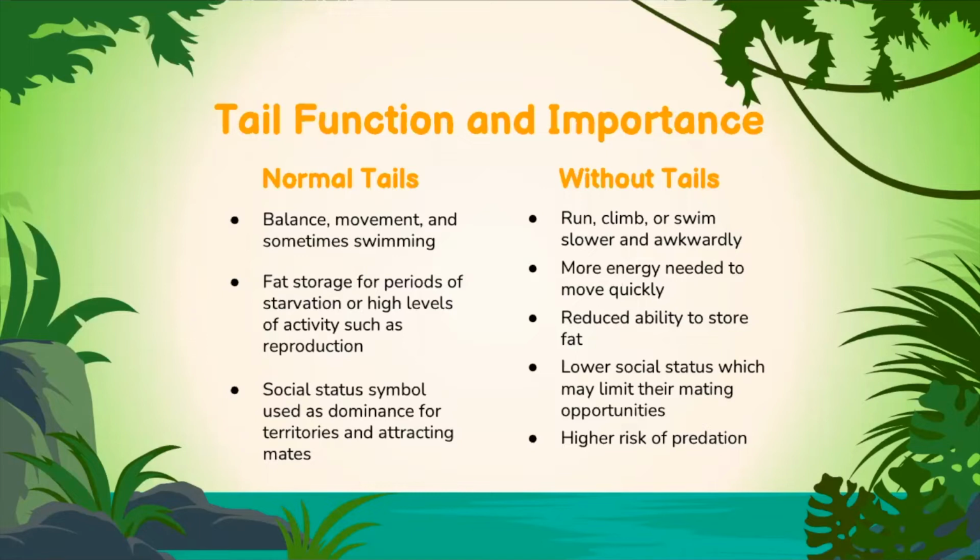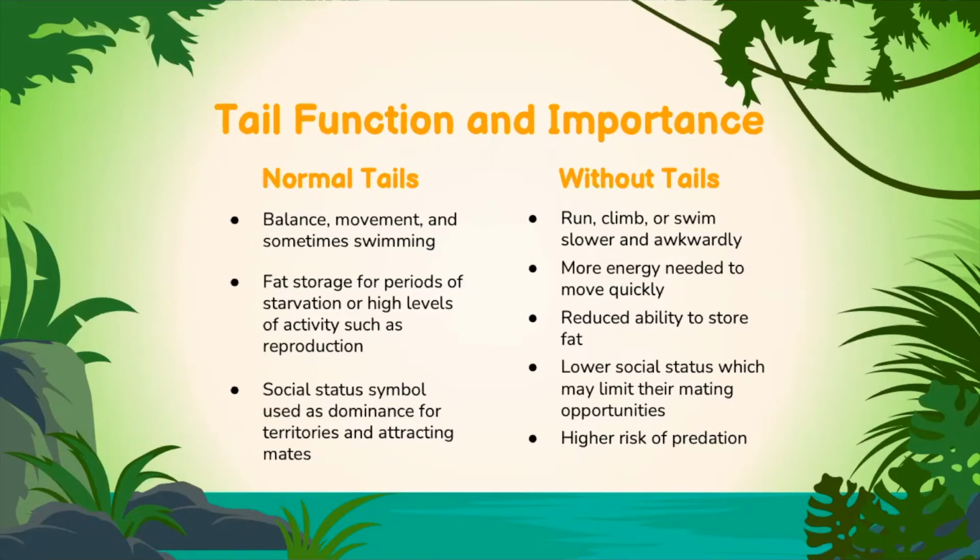So without tails, they're going to run slower, they're going to climb slower, and they may fall out of trees because they don't have their balance. They won't be able to swim, obviously, because they can't use their tail to paddle. They will not have energy to move quick, also because they can use their tail to swing back and forth to be able to move quick. And also, without their fat storage in their tails, they will not be able to run around as much because they won't have the energy to do so.